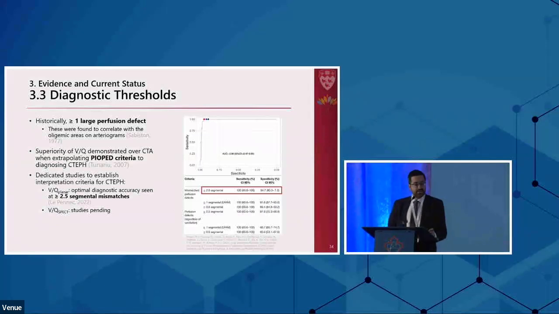So on planar images, and we don't really know what the data is on VQ SPECT, but it should be similar, you need at least 2.5 segments in order to call that CTEPH. So, one segment, 1.5 segments, 2 segments, in this study that was not enough to be the cause of CTEPH. So that's important to know. You want a good number of segments involved.